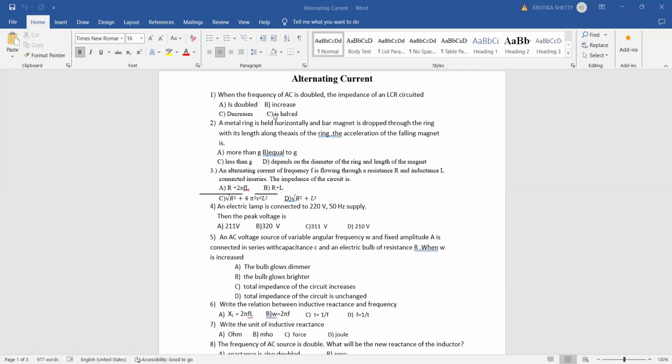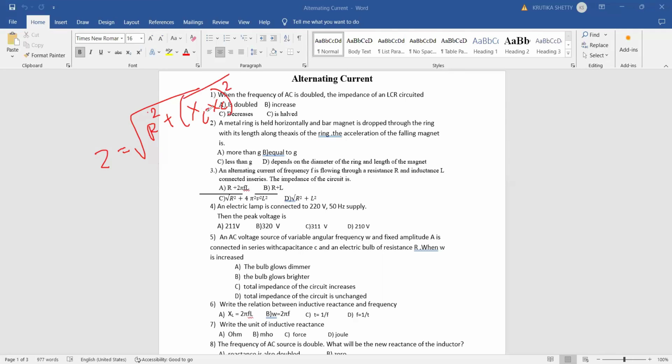Option C here is actually D. Actually it should be D. So please keep the formulas in front of you. So here the first question, when the frequency is doubled, the impedance in the LCR circuit is, or whether it increases. So if I see the equation, what we have is Z is equal to under root of R square plus XL minus XC whole square. This is how the LCR circuit equation comes.